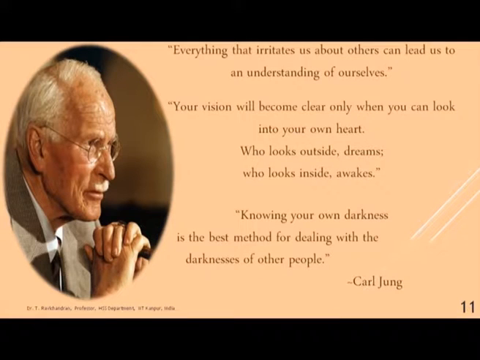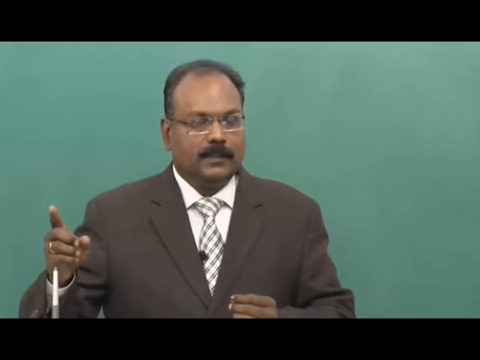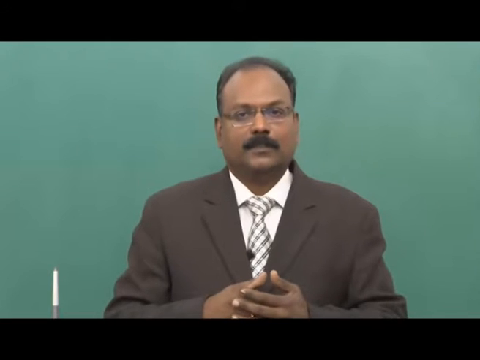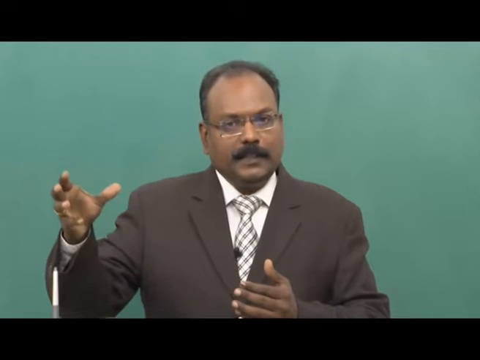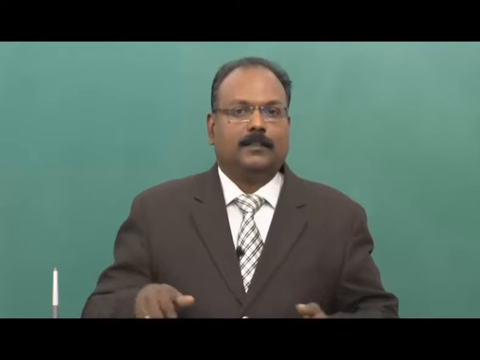He says, everything that irritates us about others can lead us to an understanding of ourselves. So, if you say, oh, these are qualities that I don't like in others, what Jung says is that those things can lead us to an understanding of ourselves. These are traits we are seeing in others, but we may be possessing those traits also, and we are not acknowledging them. We are like ostriches. The ostrich will put its head inside the sand and think that it's out of danger from reality. So, we close our eyes like that and we think that others are at fault.